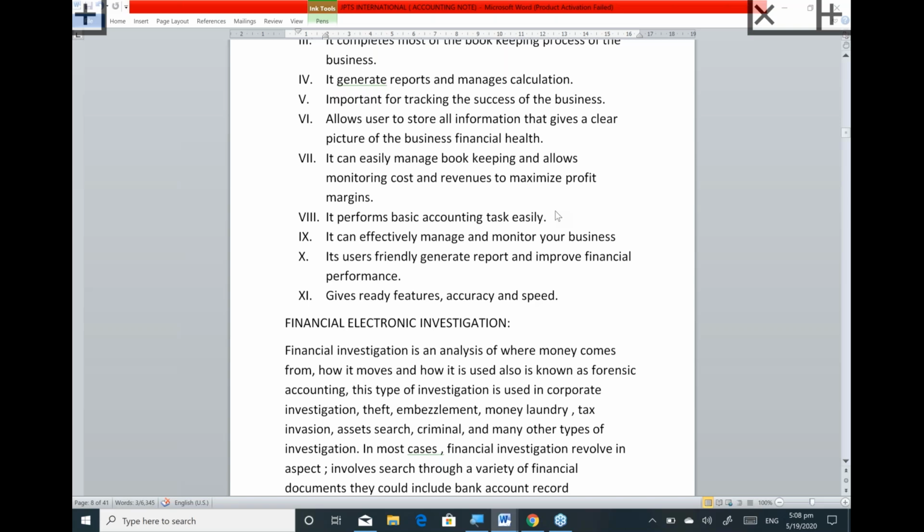It performs basic accounting tasks easily. Well, those basic accounting tasks, your input, your output, your expenses, your revenue, you can manage them very easily. Then we look at it can effectively manage and monitor your business. You can monitor your business. You travel out, you know what is going on, who is buying what, who is promoting who, to be able to know it.